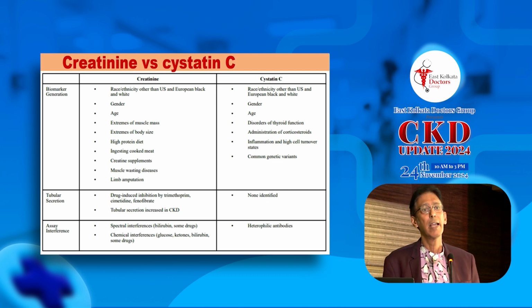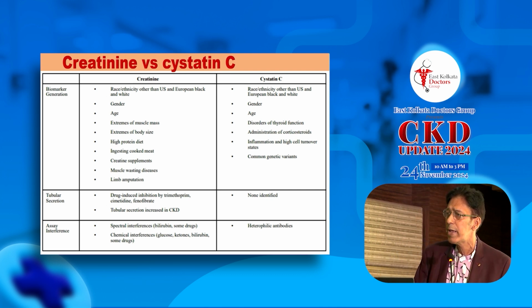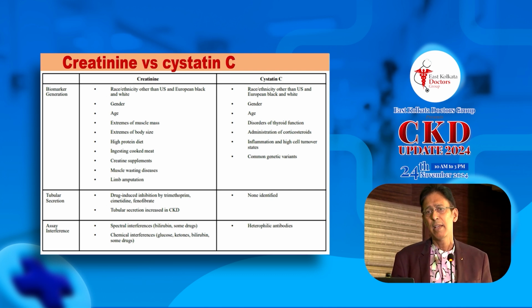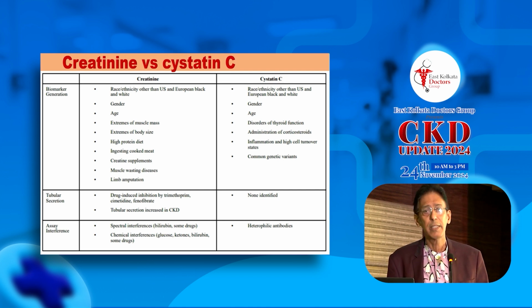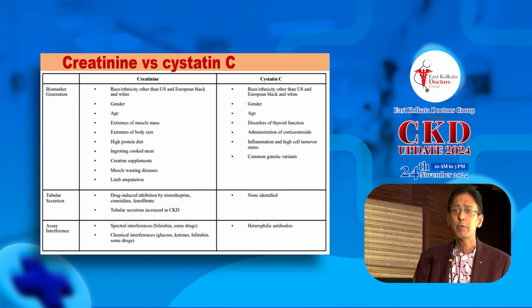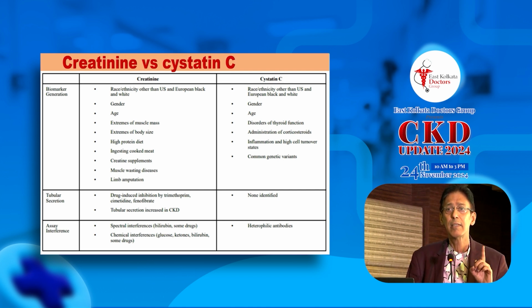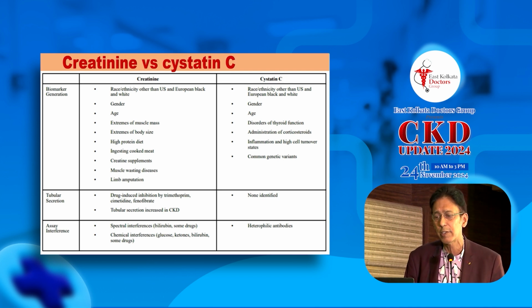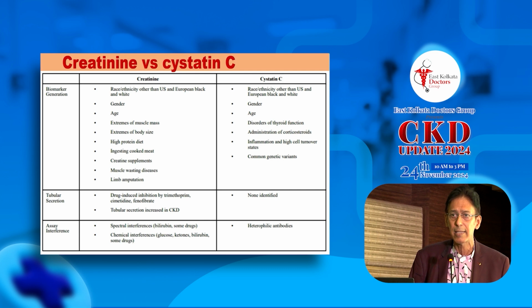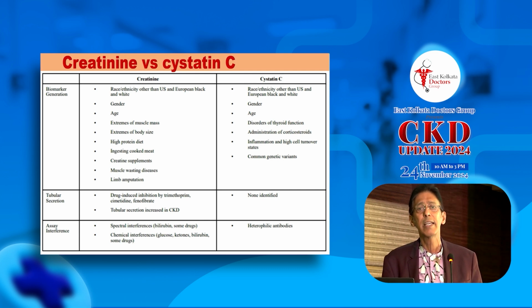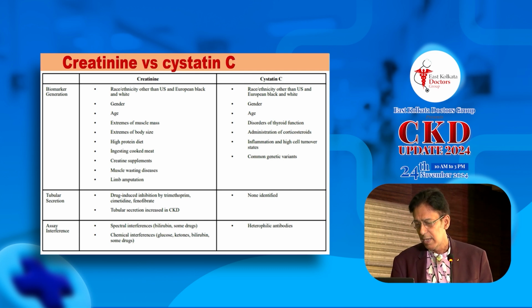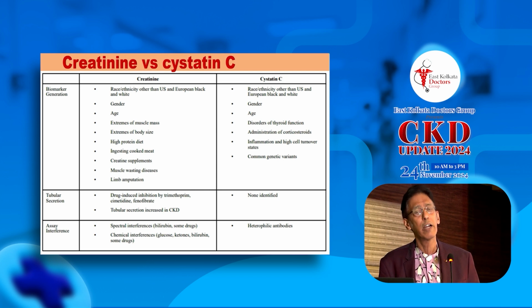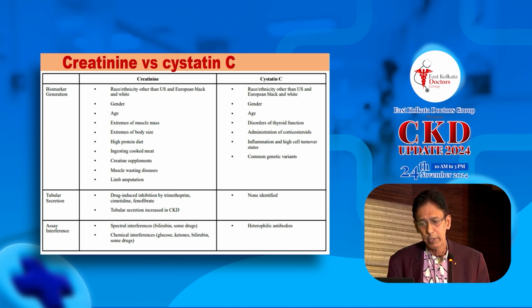And third is the assay interference. So really, do we have any option to choose between creatinine and cystatin C? Because we have to decide, since cystatin C assay is 4 to 5 folds more costly than serum creatinine assay, and it is still not in use by the physicians, nephrologists, or cardiologists or endocrinologists.